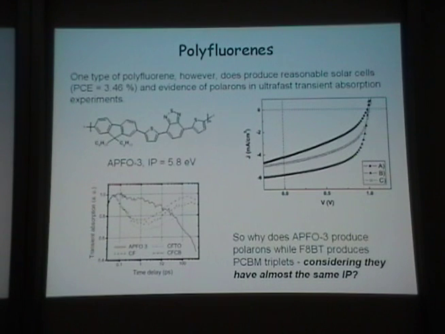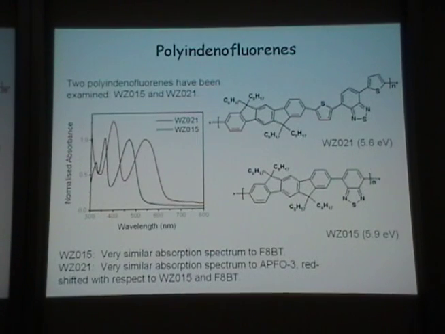So of course that begs the question, why does ATFO3 produce polarons while F8BT produces triplets when they've got virtually the same ionisation potential? Which suggests that there's, of course, something more going on.